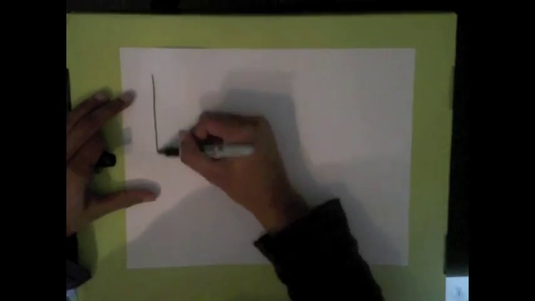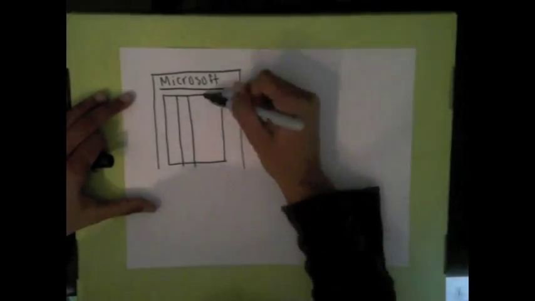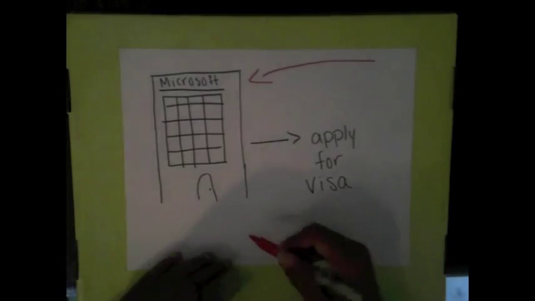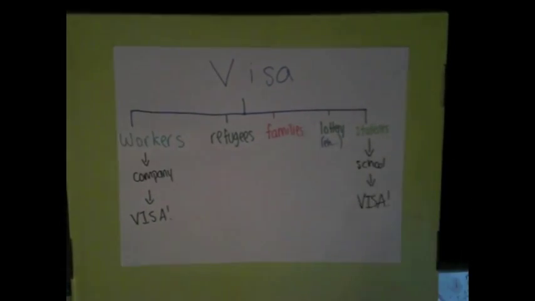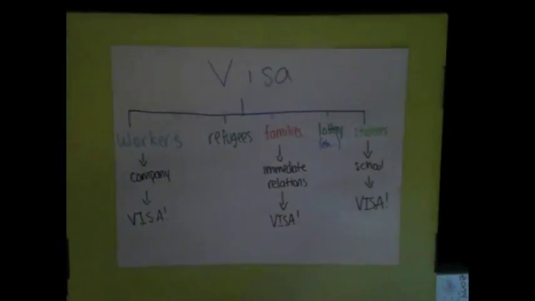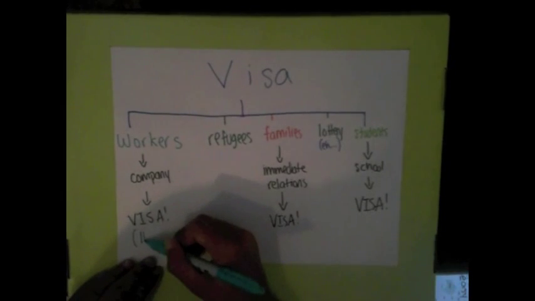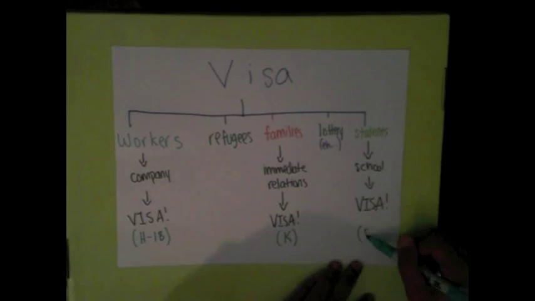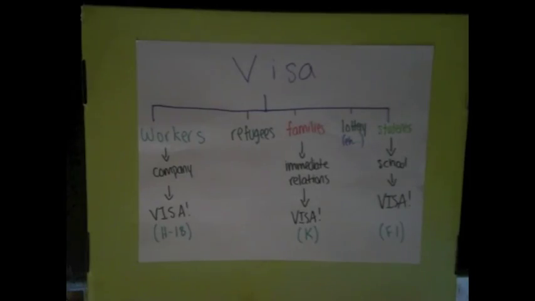Workers' visas are made simpler by the company. Like, let's say you were going to move to the States from Japan to work for Microsoft. Microsoft can apply to speed up the process, and you can get your workers' visa within a few months of applying. This process is similar for students, where their school can speed up the process for them. Having immediate family in the country will also speed up the process. These different visas have different names, such as H-1B for workers, K for families, and F-1 for students.